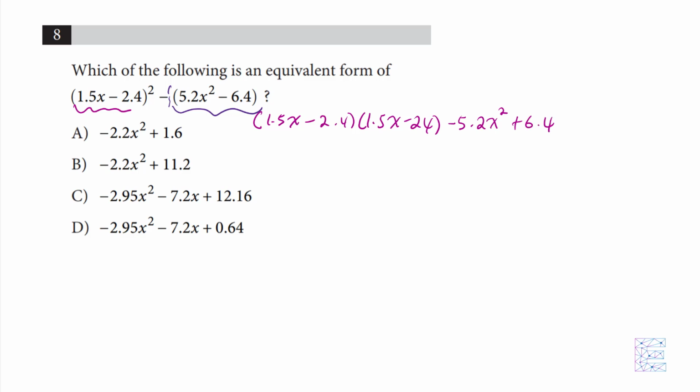Now let's FOIL this part right here. So 1.5x times 1.5x becomes 2.25x². And then 1.5x times -2.4 becomes negative 3.6x. We'll proceed. We have negative 2.4 times 1.5. Once again, that's going to be negative 3.6x. And last but not least, we've got negative 2.4 times negative 2.4. That gives us positive 5.76.